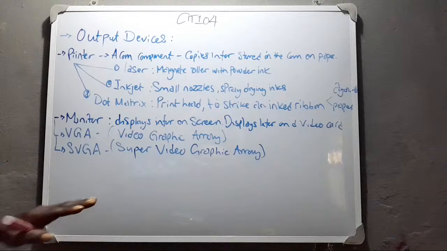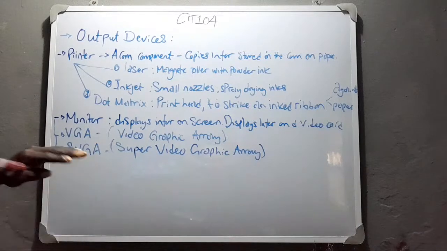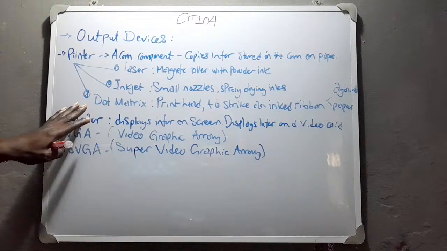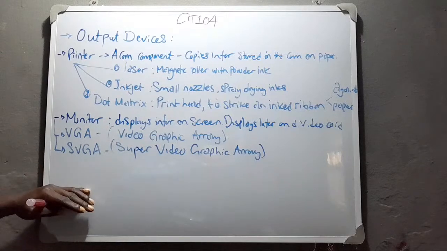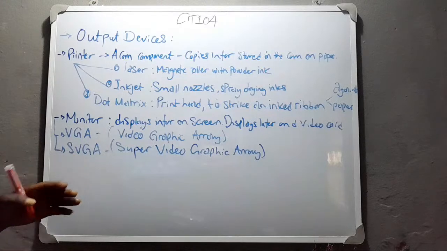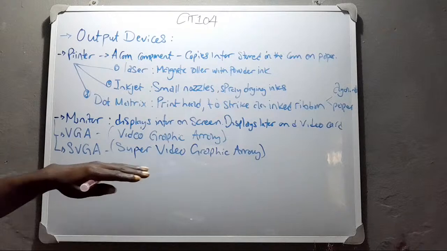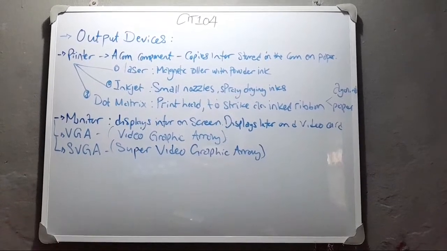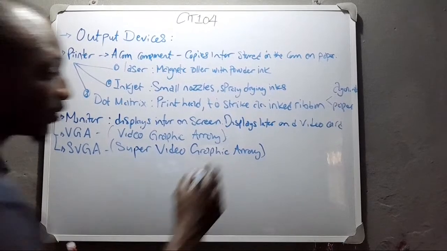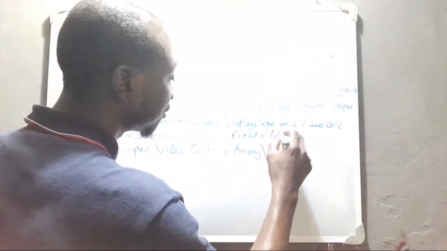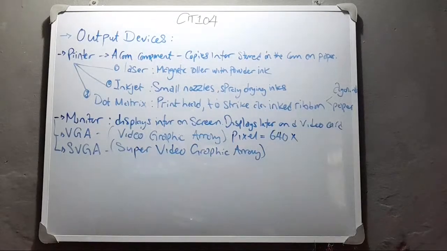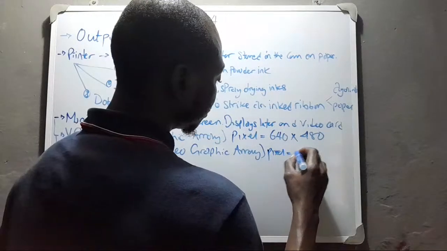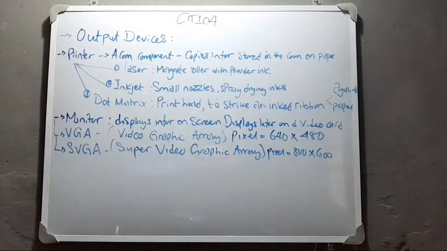VGA is video graphic array and SVGA is super video graphic array. These dots, we talked about the videos. What they do is display on the screen, and we have something called resolution, the quality of what is displayed on the screen. That's resolution. VGA does 640 by 480 pixels, while the super video graphic does 800 by 600 pixels.